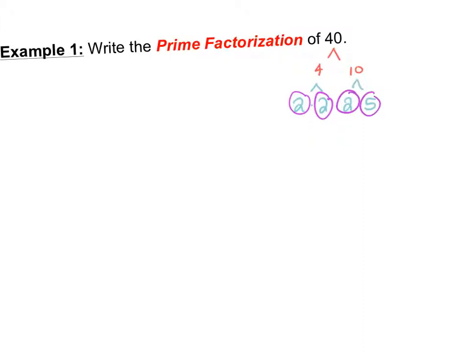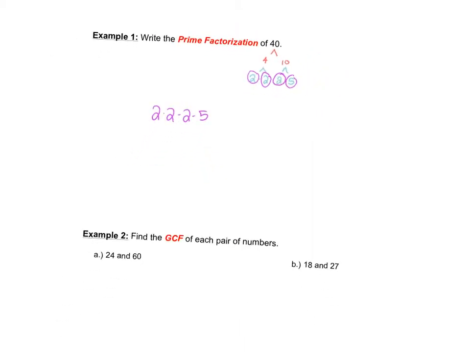So the prime factors are 2 times 2 times 2, so that's 8, times 5, gives you 40. That is the prime factorization of numerical expressions.